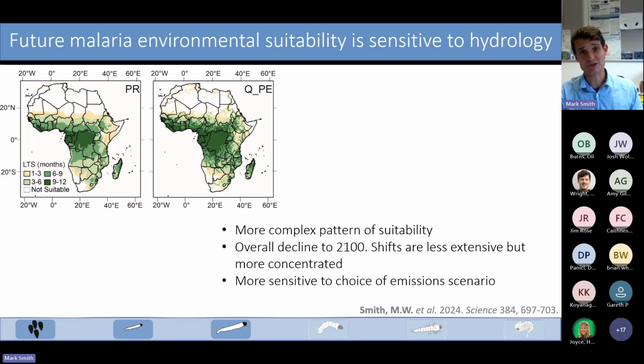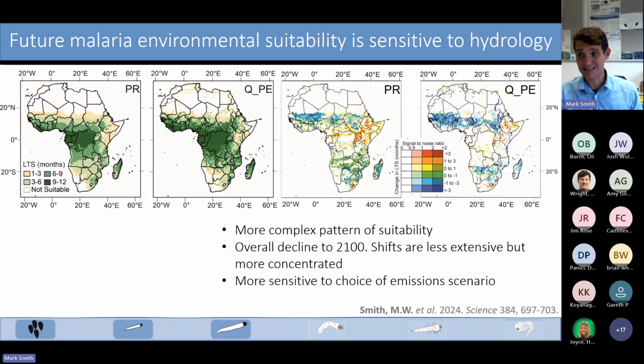Well, all models agree that malaria suitability in Africa is actually going to go down. It declines to 2100. This is the most extreme RCP scenario. You do all of them this time, but we can see that by 2075, we lose about 500,000 square kilometers of area that's suitable for malaria transmission, going to just over 1 million square kilometers by 2100.